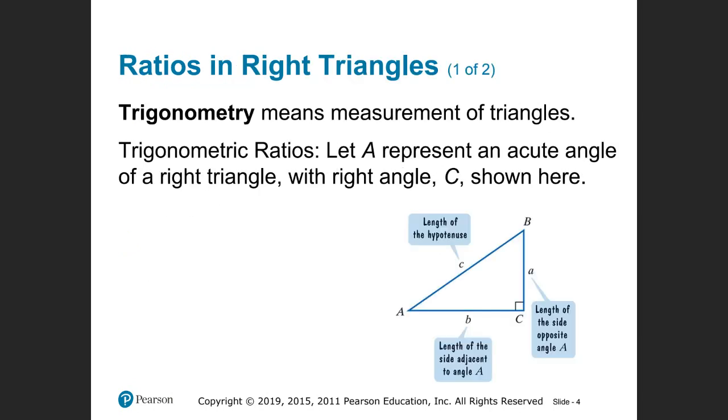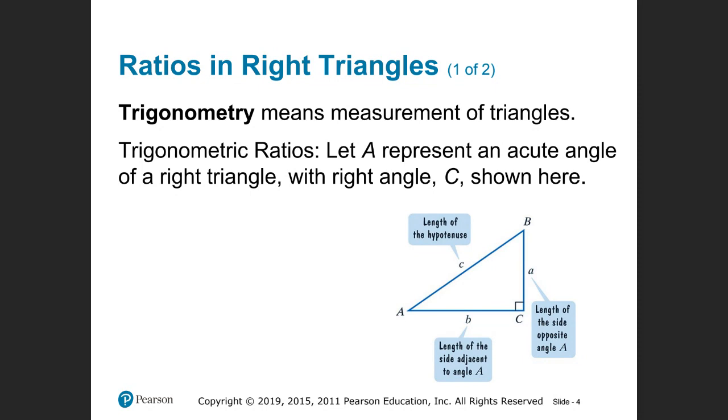Trigonometry means measurement of triangles. And we're going to look at trigonometric ratios. To do this, we let A represent an acute angle of a right triangle. The right angle is C. This is shown in the diagram below.